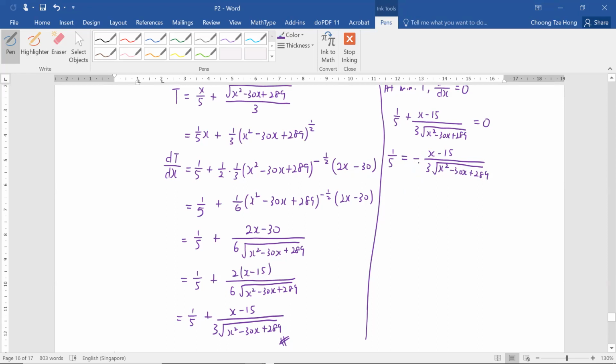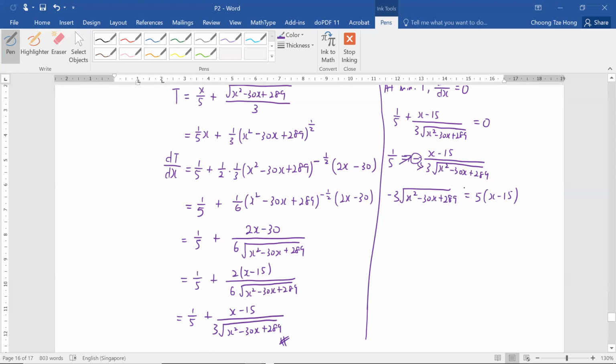Right? So in this case, I'll leave it. I'll follow this one to go to the other side. So you get negative 3 square root of x squared minus 30x plus 289. Then since the negative sign follows the bottom, the 5 at the top just crosses up. So just multiply, you get this, right?